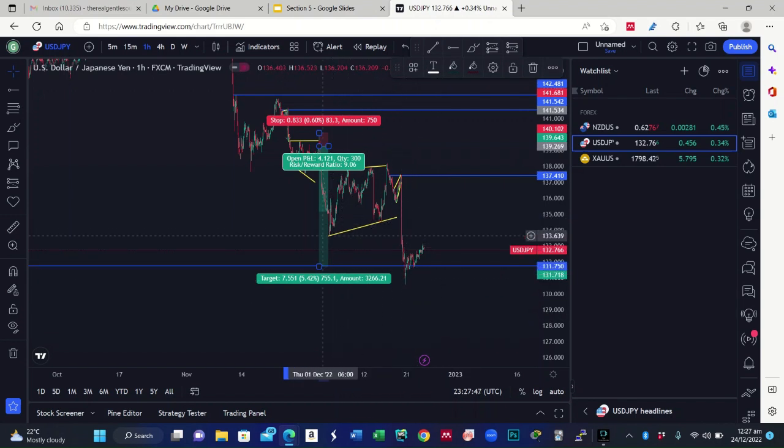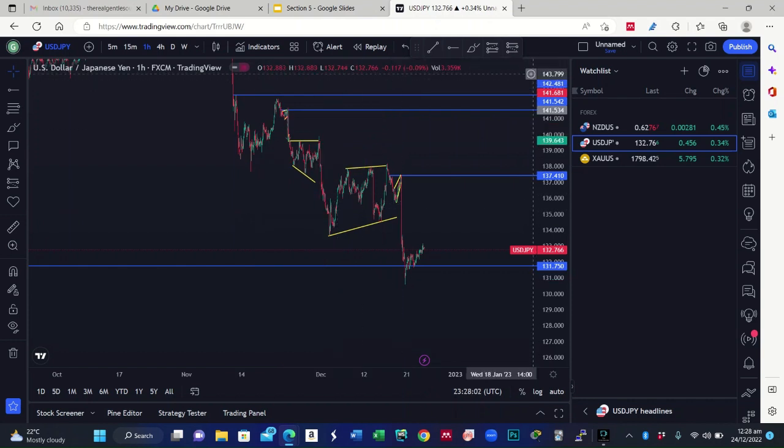So for those using percentage, this is 9.06%, which is an amazing number. And for those using pips, this is 755.1 pips. So that is how you can enter that particular trade. So let us move to the next one.